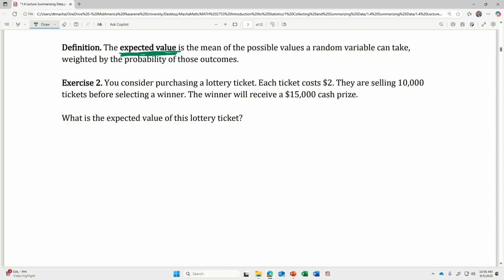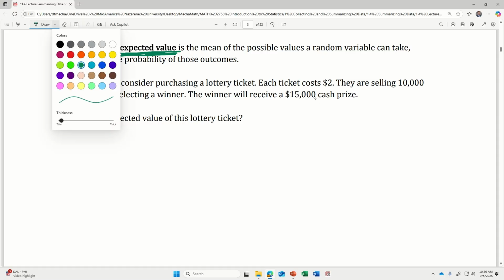So here's an example. You're at the gas station, you're thinking about purchasing a lottery ticket. Suppose you know the ticket costs $2, and imagine they're going to sell 10,000 tickets before they select a winner, and then the winner is going to receive a $15,000 cash prize. When I ask what's the expected value of the lottery ticket, it's going to be a weighted average.